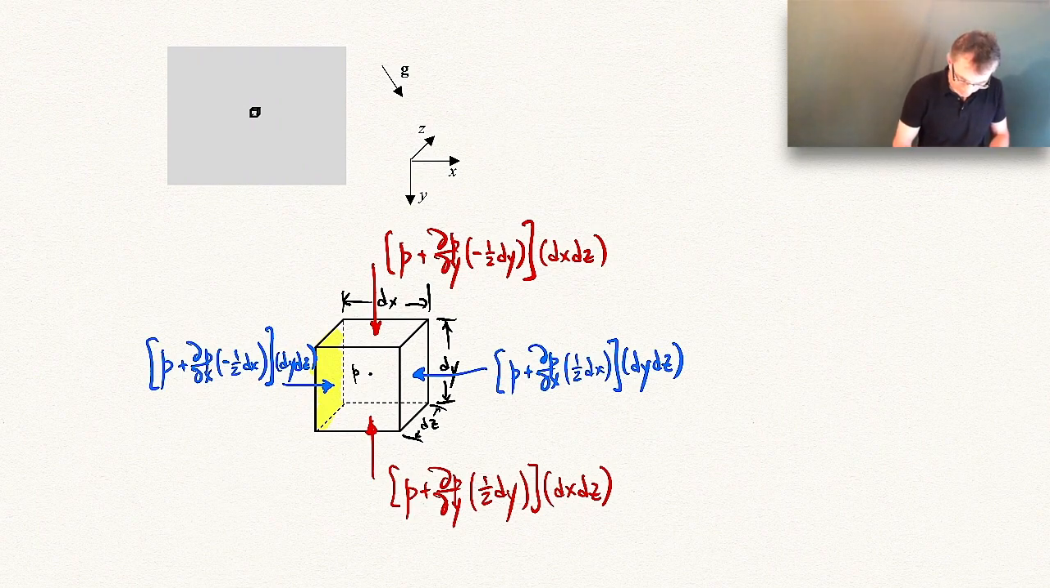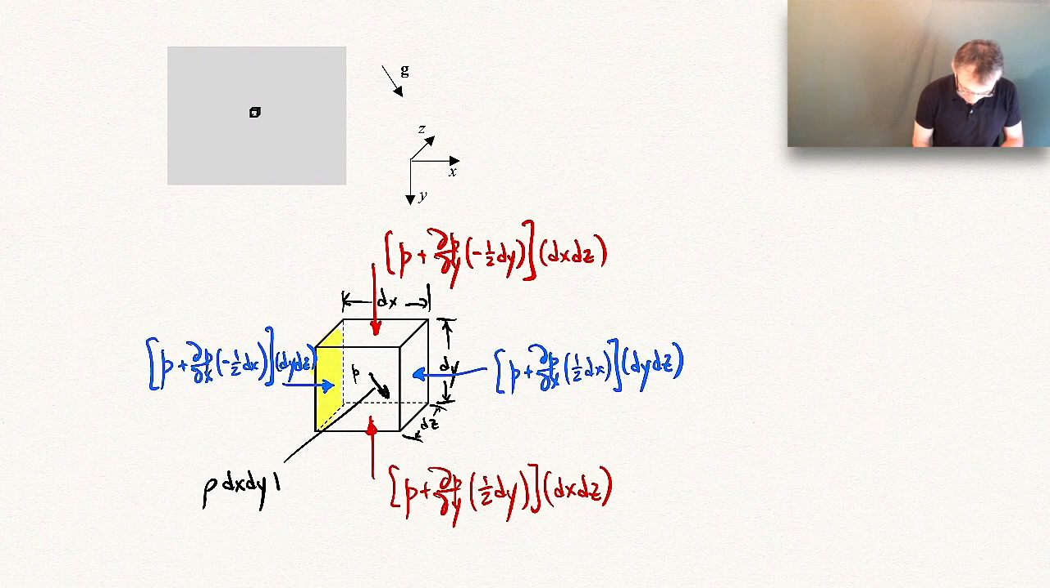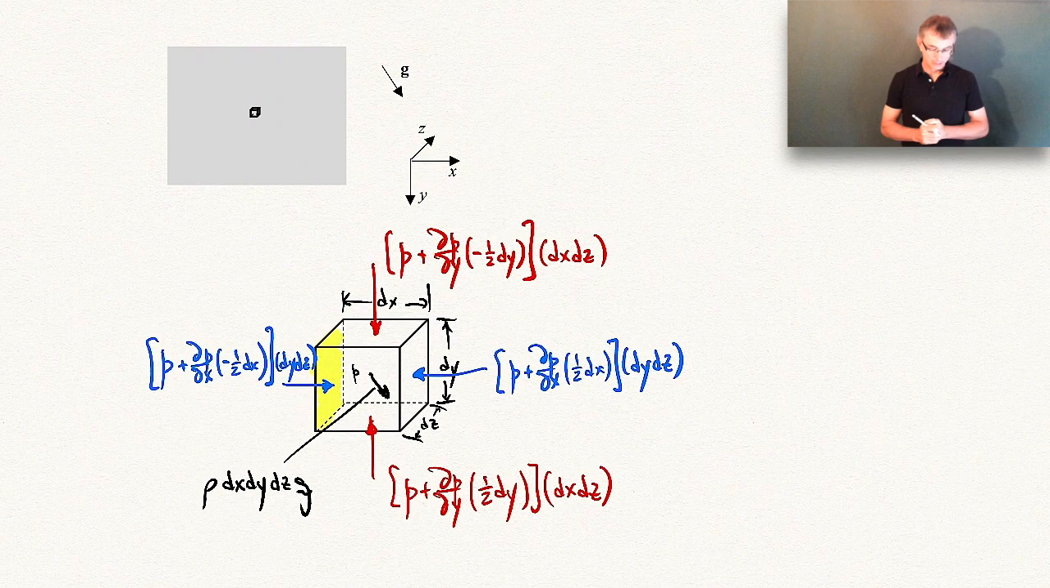So let me draw the weight. It's going to act in the same direction as gravity. Remember, gravity's shown up here. And the value for the weight will be the density times the volume. The volume is dx dy dz times the gravitational acceleration g. So those are our surface forces and body forces.